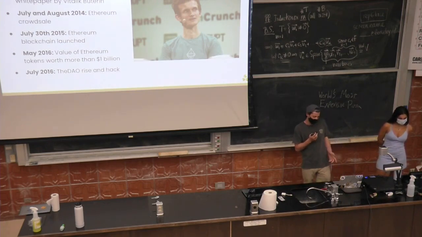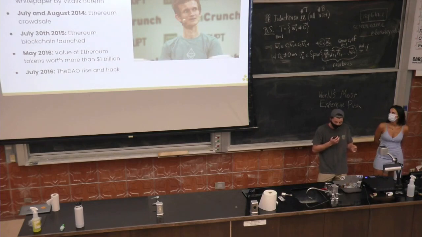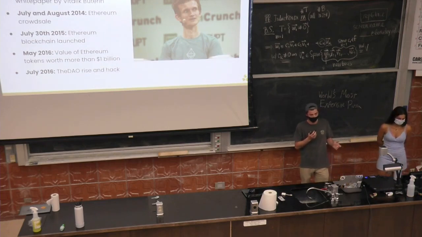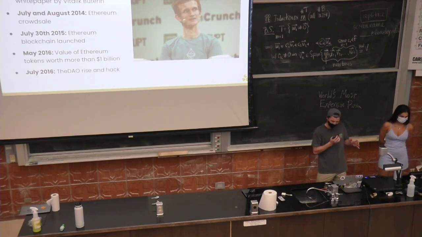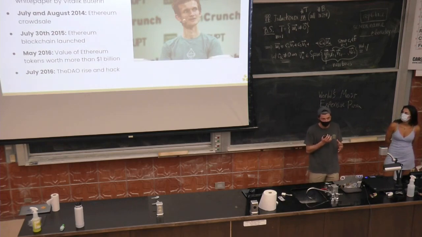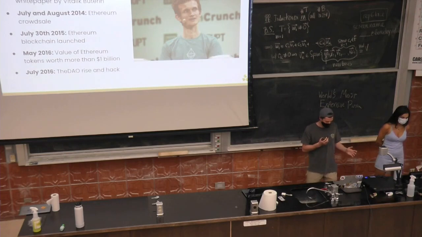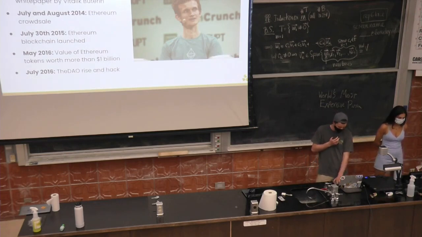Within the next few years, we saw the Ethereum blockchain launch, and the value of Ethereum tokens, these fuel tokens, was worth more than $1 billion combined. Now I think the overall value of all the Ethereum tokens is around $33 billion. It might be a lot more than that now, but it's definitely gotten up there, and there's a lot of value within Ethereum. And then we saw different rises and hacks, but we can get into those later.